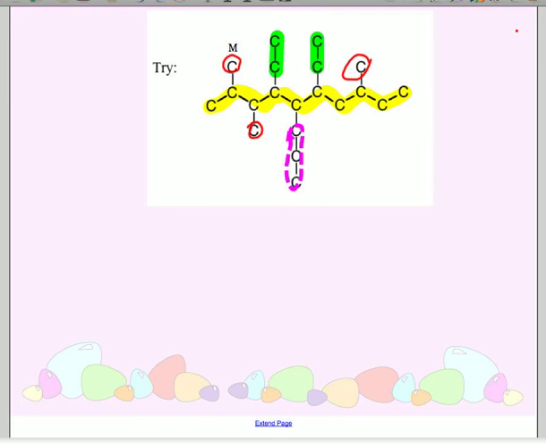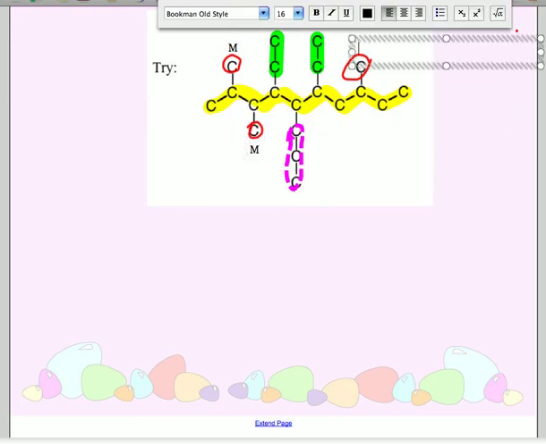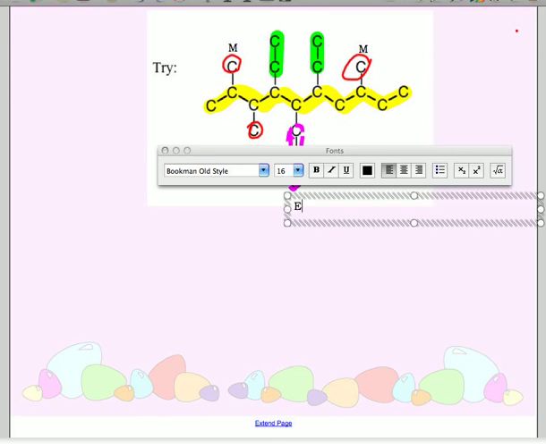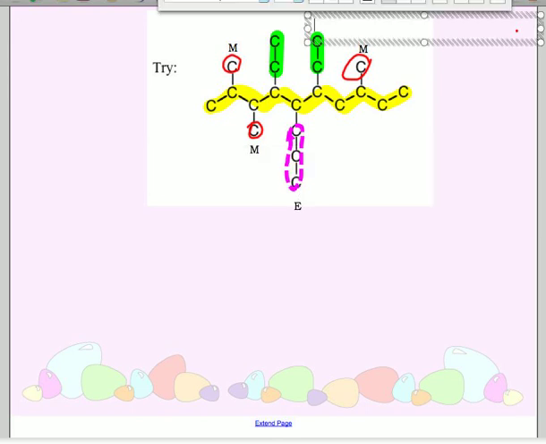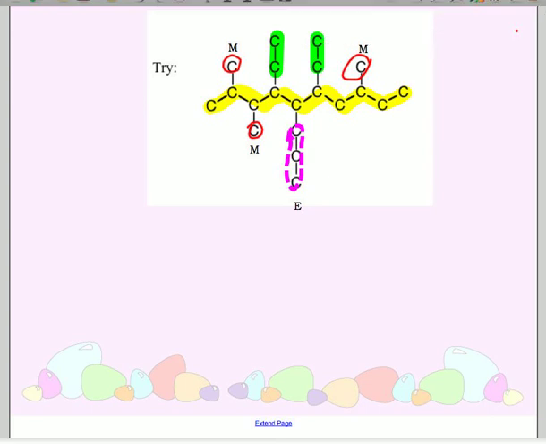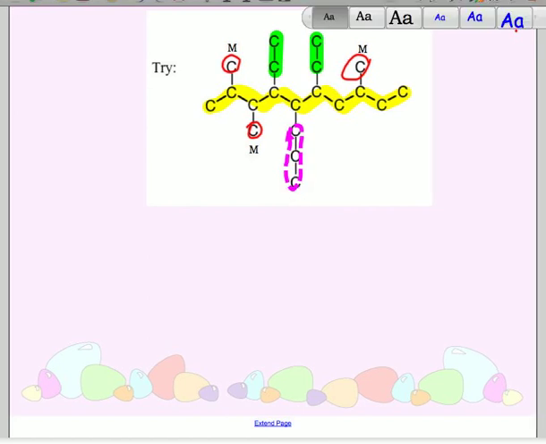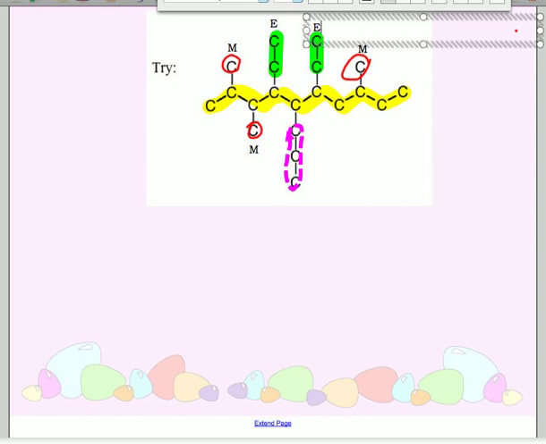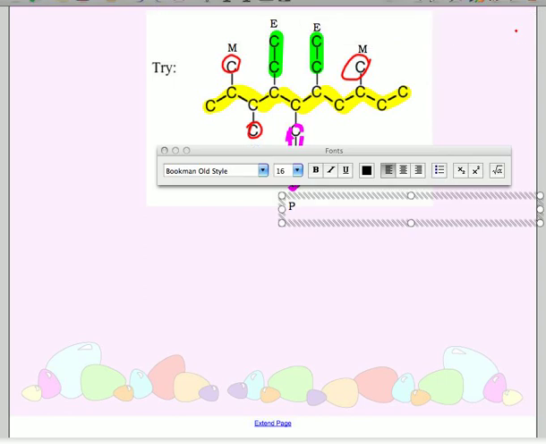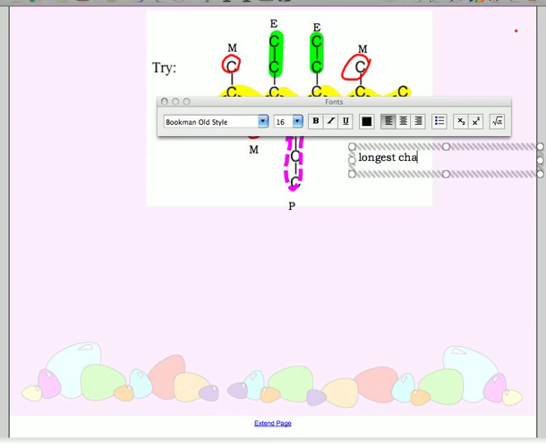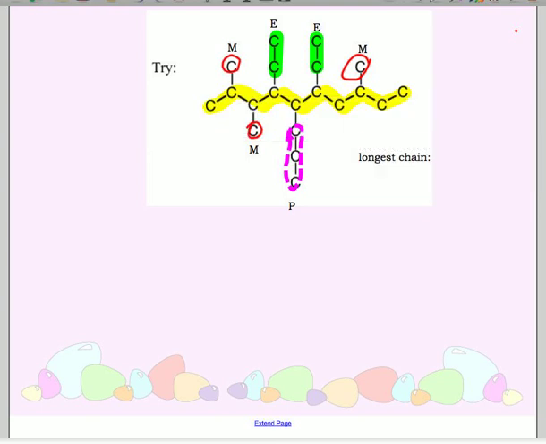I have a methyl, a methyl, a methyl. Oh no, that's not an ethyl, that's a propyl. Sorry, I'm messing up today. Let's try again. My ethyls are up here. Ethyl is 2 carbons. And then 3 carbons is what we call a propyl. And then we have a longest chain of, let's see, 1, 2, 3, 4, 5, 6, 7, 8, 9, 10. So if you look that guy up, it should be a decane.